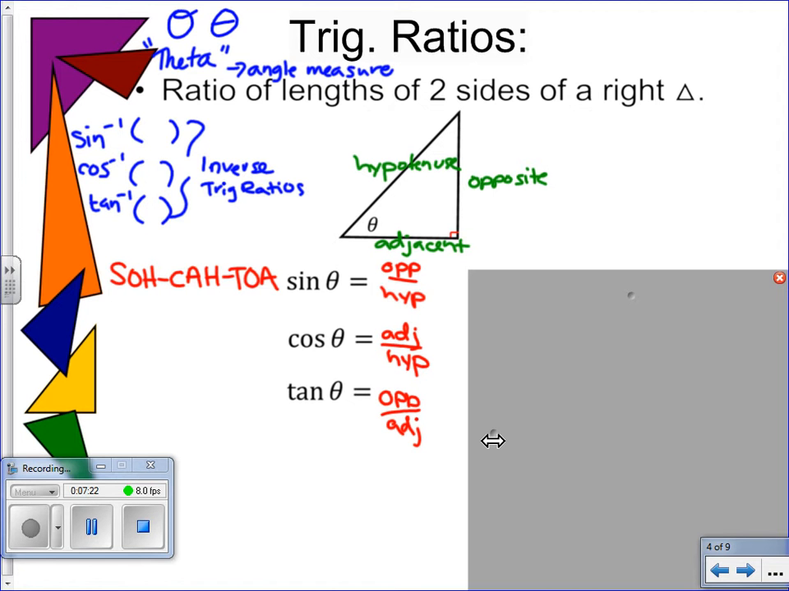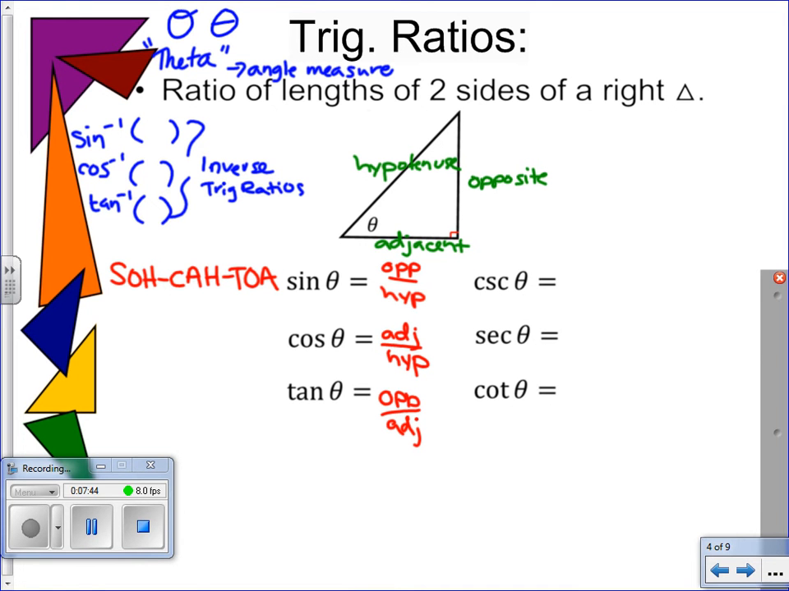Now, there's 3 more trig ratios that we haven't gotten to yet. And Justin brought up the 3 that have been brought up in most of the other classes as well. They're the inverse trig ratios. But they're actually still not working with the angle. They're going backwards. So the other 3 trig ratios, I'm going to show you what their abbreviations are, written as CSC, SEC, and COT.